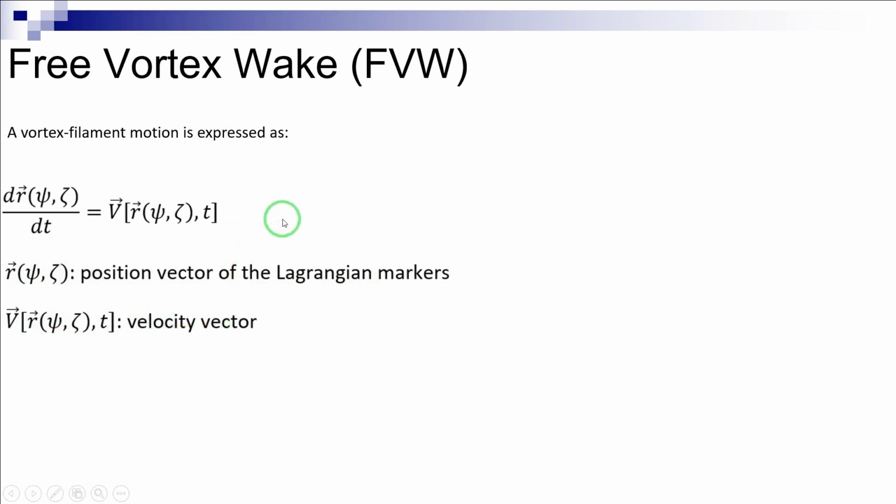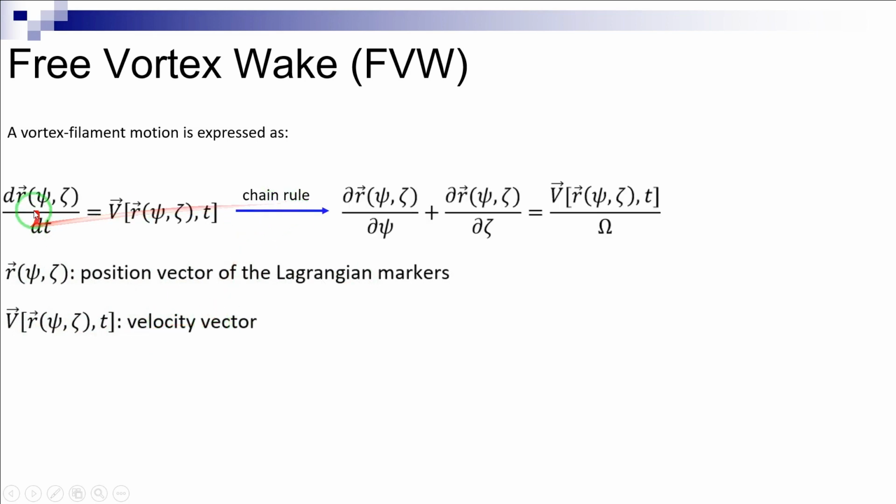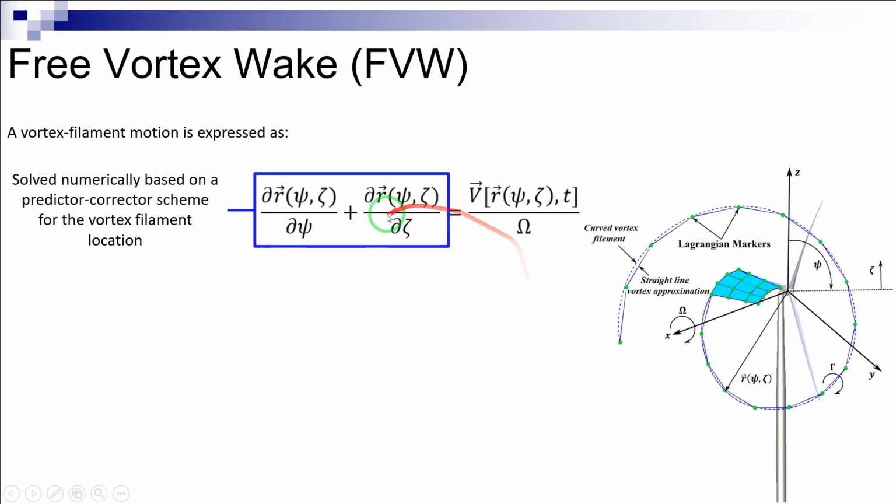Based on the chain rule, this equation can be written as shown here. Note that d psi is defined as dt times omega, and d psi equals d zeta. The left hand side of this equation is solved numerically based on a predictor corrector scheme for the vortex filament location. The different operators on the left hand side are approximated based on Taylor series expansions.